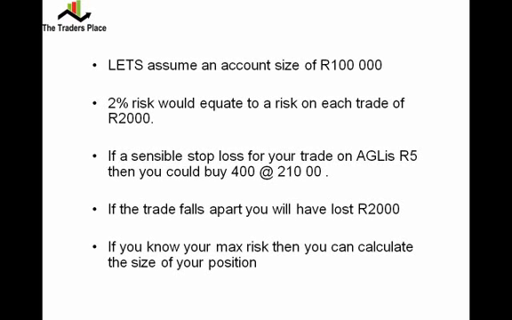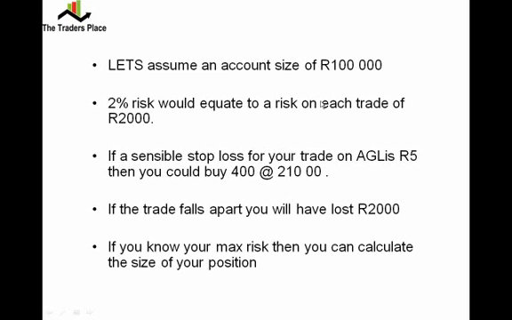If a sensible stop loss for your trade on Anglos is 5 Rand below your entry price, then you can buy 400 at 210 Rand. I'm going to give you the formula now so that you can work it out in your own trades as well. If the trade goes wrong, then you would have lost 2,000 Rand. If you know your maximum risk, you can calculate the size of your position.